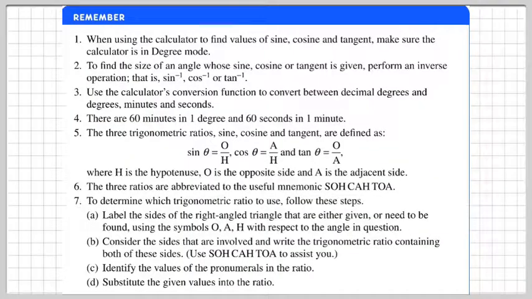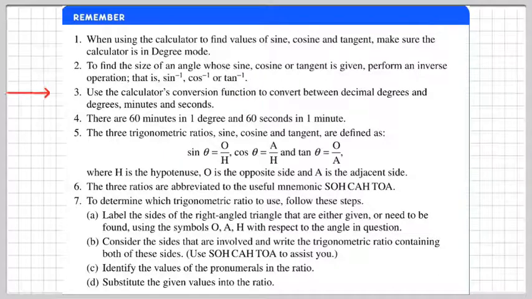So here's your summary, and what a great summary this is. We'll whip through it pretty quickly. When you're using your calculator to find the values of sine, cosine and tangent, make sure the calculator is in degree mode. Remember we did that at the beginning? To find the size of an angle whose sine, cosine or tangent is given, perform an inverse operation, that is inverse sine, inverse cos or inverse tan. You saw me do that on the calculator.